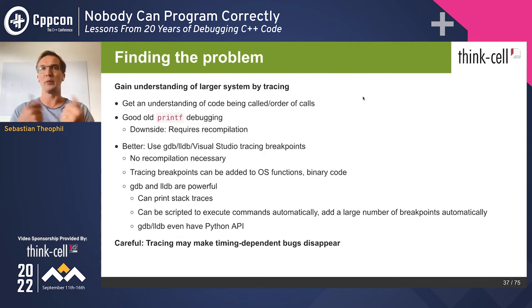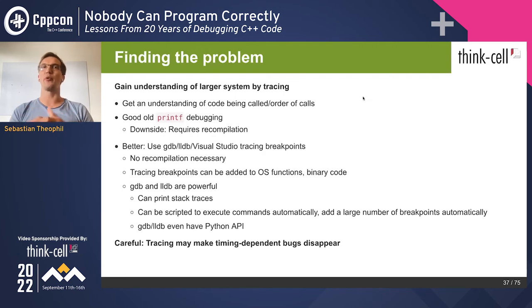So that's where people used to do the good old printf debugging, or maybe now we should say std format debugging. So you would just write printf statements somewhere and trace out this function was called with those arguments. The downside is that this requires recompilation, of course. So it's not a very flexible approach. What is better is to use tracing breakpoints that are supported by GDB, LLDB, and Visual Studio.